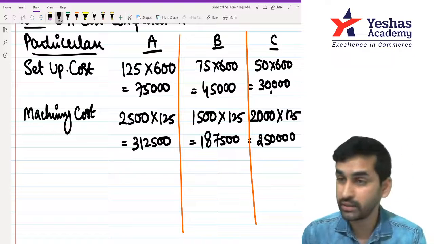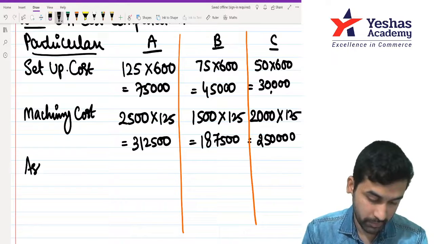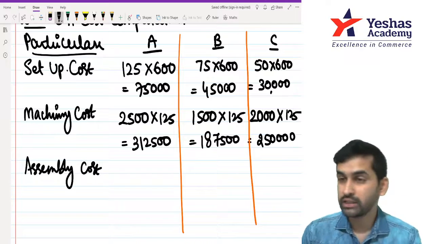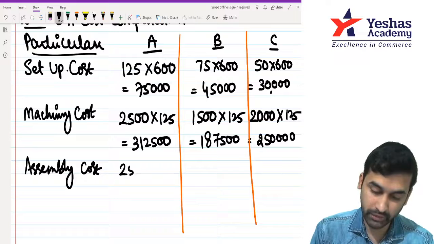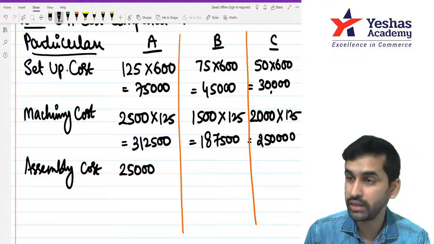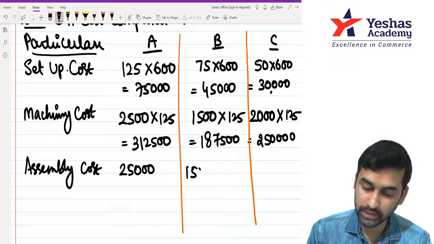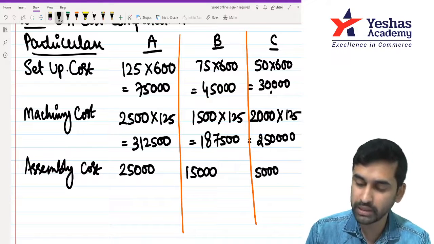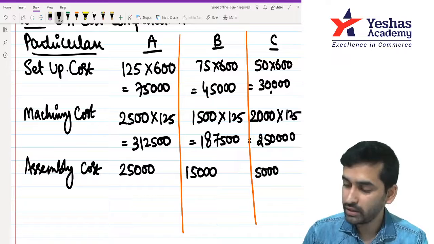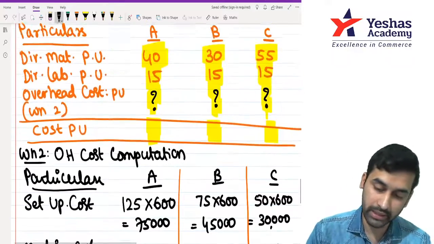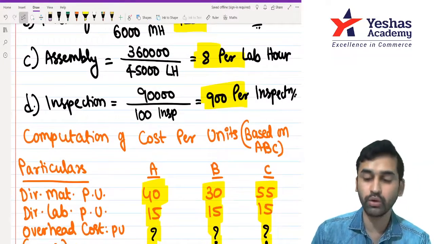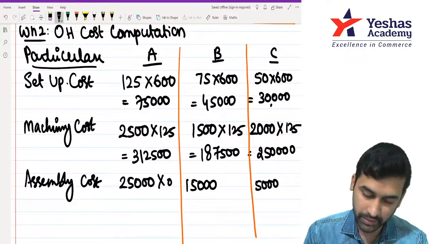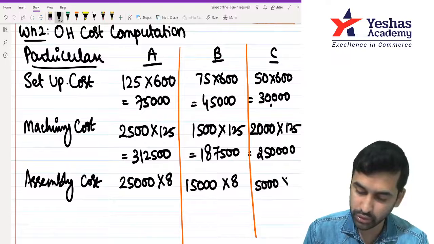Chalo, which is the next item? Assembly cost. That is based on labor hours, correct? So 25,000 labor hours here, 15,000 labor hours here, and 5,000 labor hours here. This should be multiplied by rate. And what was the rate that we calculated in the first step, first working note? 8 per labor hour. Simple. Multiply this by 8 here also, here also.